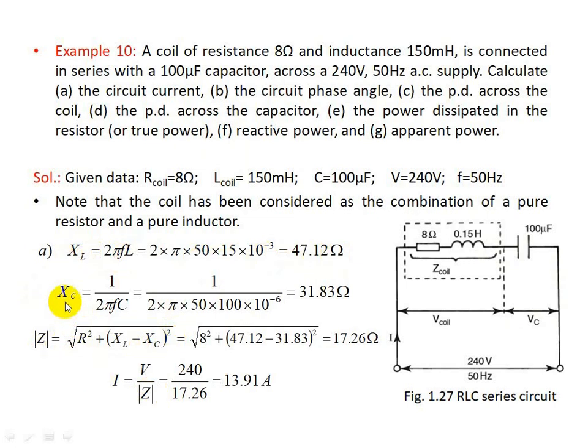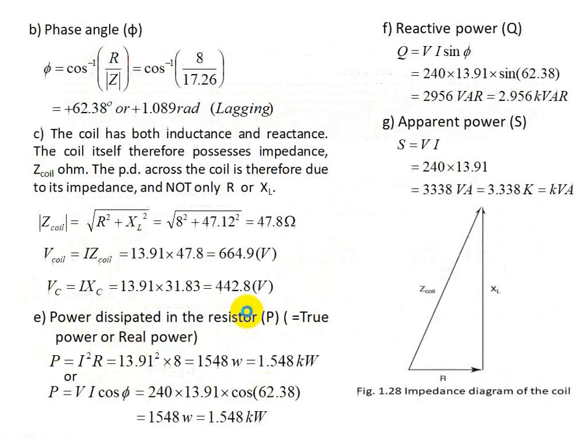Then find XC. It is 1 by 2 pi FC. It comes to be around 31.83 ohms. Find the impedance, then find the current as the ratio V by Z. This comes to around 13.91 ampere. Then the second part, find the phase angle phi. Use the formula cos inverse of R by Z. The angle comes to be around plus 62.38 degrees.